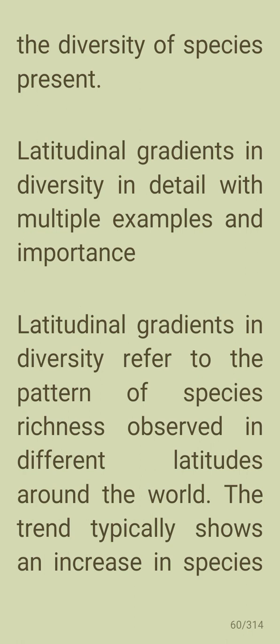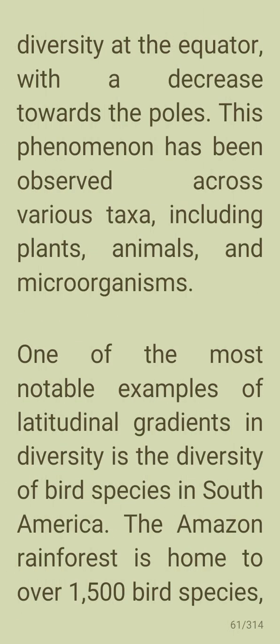Latitudinal gradients in diversity refer to the pattern of species richness observed in different latitudes around the world. The trend typically shows an increase in species diversity at the equator with a decrease towards the poles. This phenomenon has been observed across various taxa including plants, animals, and microorganisms. One of the most notable examples of latitudinal gradient in diversity is the diversity of bird species in South Africa.